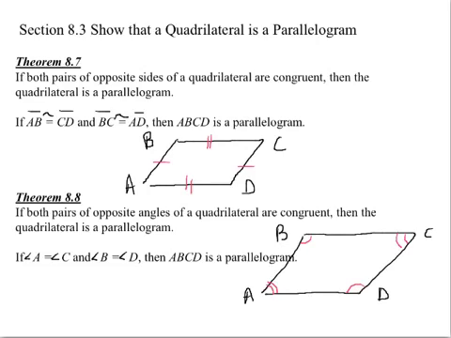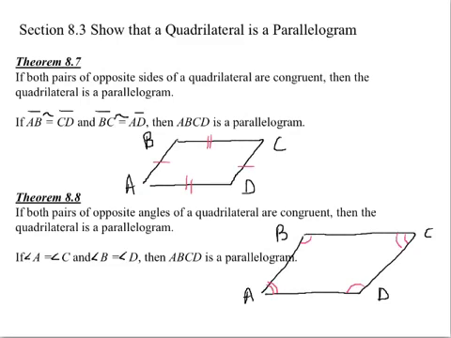Theorem 8.7: if both pairs of opposite sides of a quadrilateral are congruent, then the quadrilateral is a parallelogram. So if AB is congruent to CD and BC is congruent to AD, then this is a parallelogram.